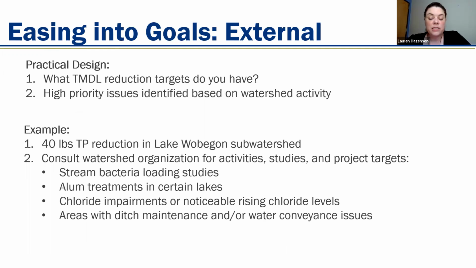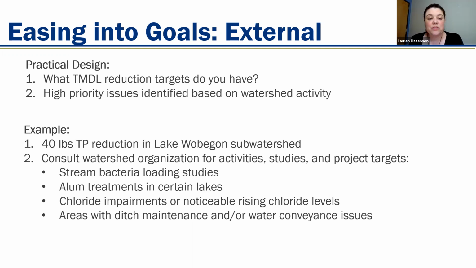So we're going to move to that next box, which is looking at our specific measurable goals. One thing that you can do is reach out to your partners right away when you're drafting those goals. Of course, one of your major partners are going to be the soil and water conservation districts and your watershed districts. So you can ask, are there some BMPs that are being installed? Are there some TMDL reduction targets in your area? What are the watershed level goals?